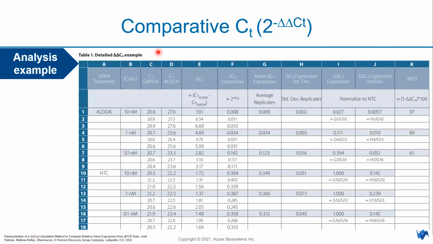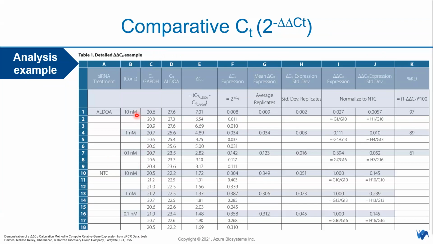Next one is a much more detailed display in an Excel sheet over here, as a demonstration of the two delta CT calculation method, to compute the relative gene expression from qPCR data. In this data, we have a different set. You have different concentrations of treatment. Here's a silencing RNA treatment compared to the NTC. So NTC will be your baseline, your control.